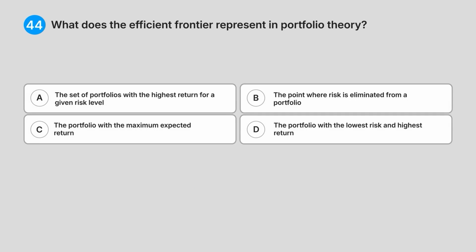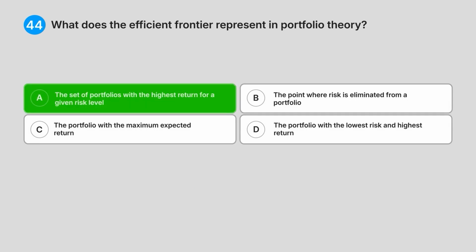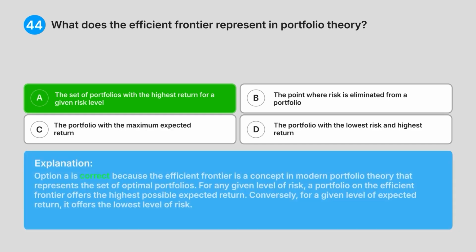Correct answer, A. The set of portfolios with the highest return for a given risk level. Explanation. Option A is correct because the efficient frontier is a concept in modern portfolio theory that represents the set of optimal portfolios. For any given level of risk, a portfolio on the efficient frontier offers the highest possible expected return. Conversely, for a given level of expected return, it offers the lowest level of risk.